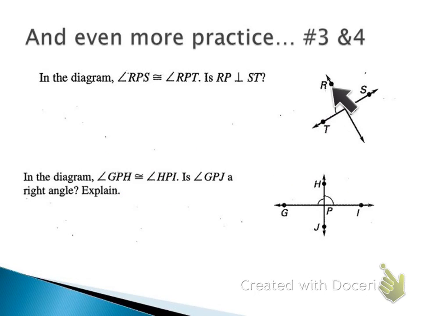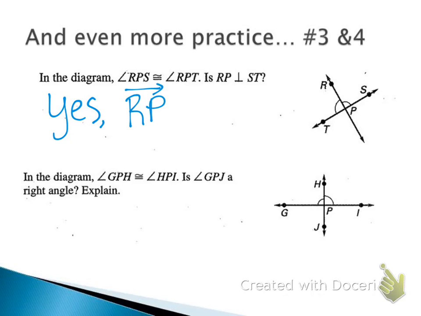So we are told that angle RPS is congruent to angle RPT, and they marked that in the diagram with those little arcs. We are asked, our two lines intersect, they form congruent adjacent angles. That means the lines have to be perpendicular based on that theorem. Yes, so yes, they are perpendicular because those two lines intersect to form adjacent congruent angles.